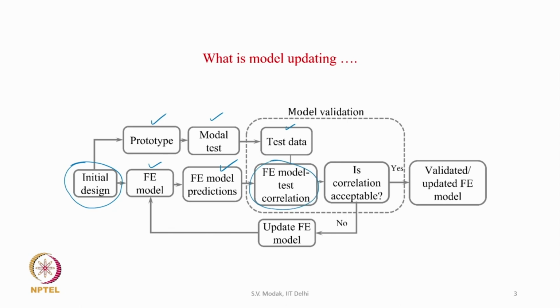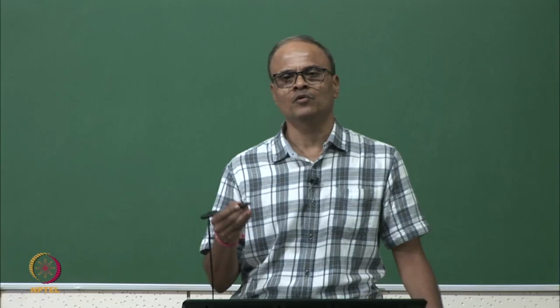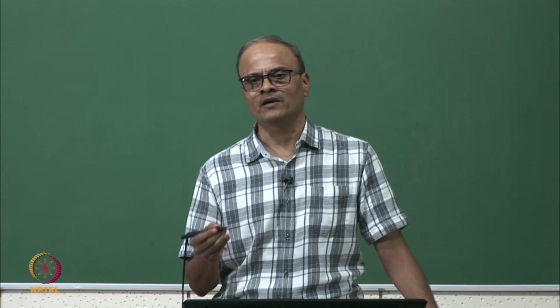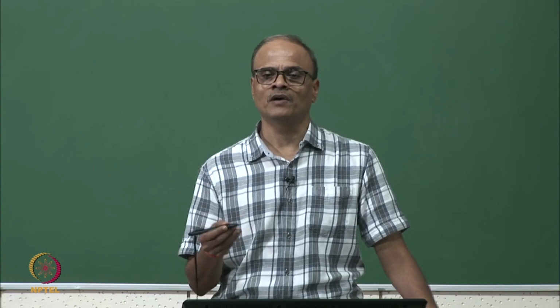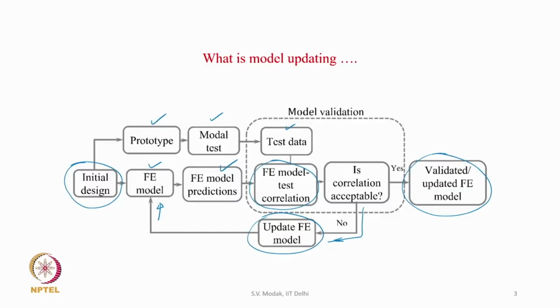If the correlation is not acceptable, then the FE model is updated, and this process is repeated till the correlation becomes acceptable, which gives us a validated or updated FE model with an acceptable level of correlation with the model test data. This model can then be used with more confidence to predict the dynamic characteristics of the structure and to predict the effects of any structural modifications that might be made as part of the dynamic design.